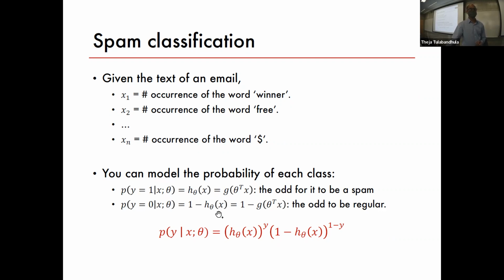Now for a generic point, so for a generic pair x comma y, for a generic email and its label spam or not spam, probability of y given x can be written in, again, this is a shorthand. Let me spend a couple of seconds here. So probability of y given x is written as h theta of x to the power y, times 1 minus h theta of x to the power 1 minus y. This is just a shorthand.